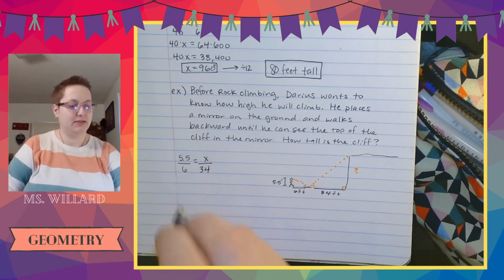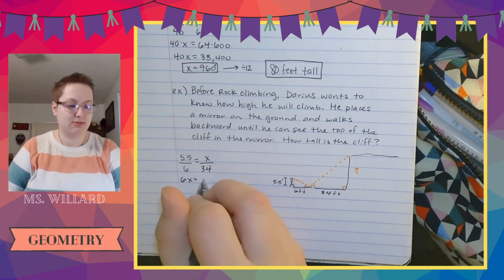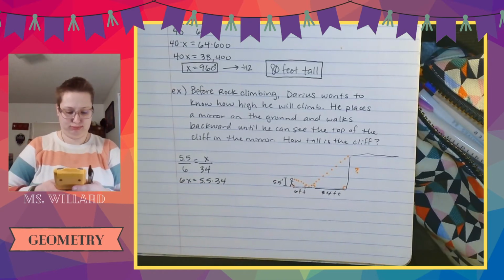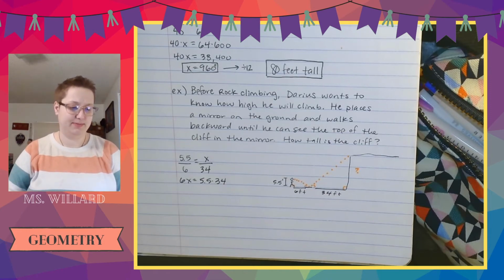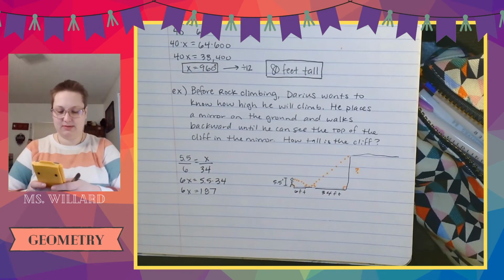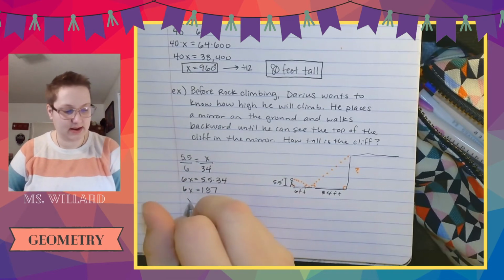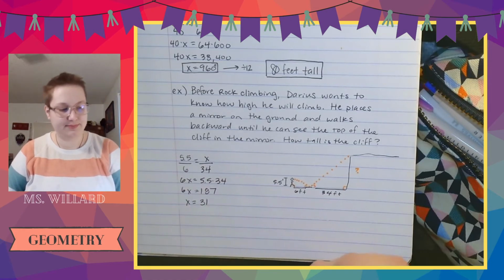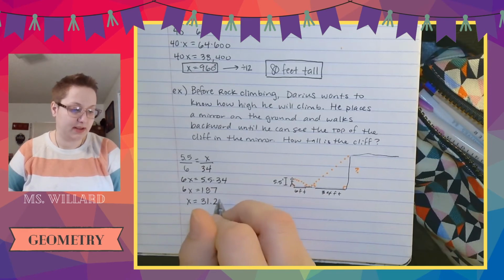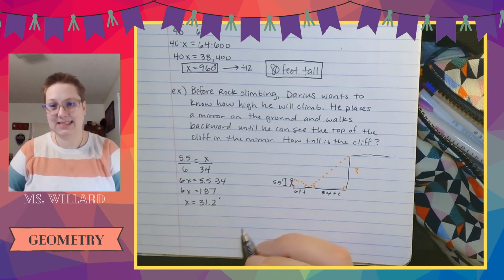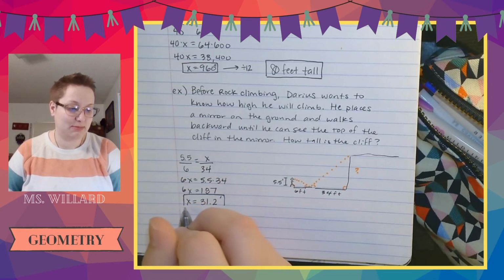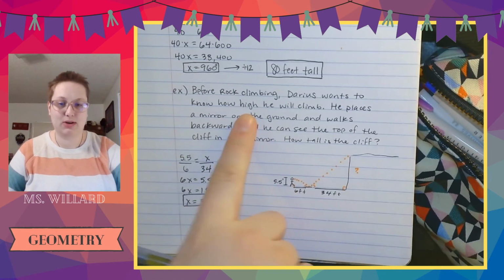So then again, I'm going to cross multiply and divide, so I get 6x equals whatever 5.5 times 34 is. Do I know? No. 6x equals 187. And that won't divide by 6 nicely, but it'll get kind of close. So then x equals 31. We'll just say 31.2 feet. It's 31.16666666. Okay, but again, that's not the final answer because if it asks me in words, I'm going to answer in words.